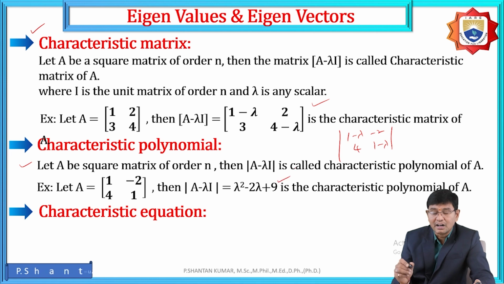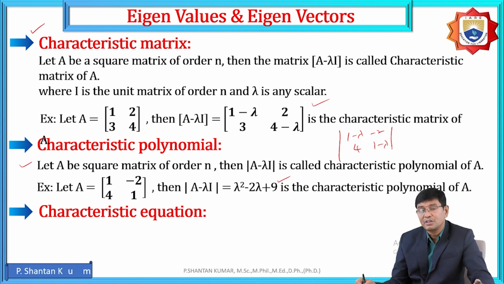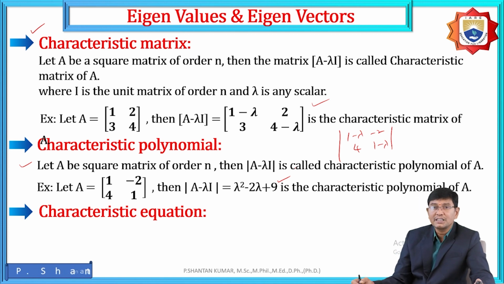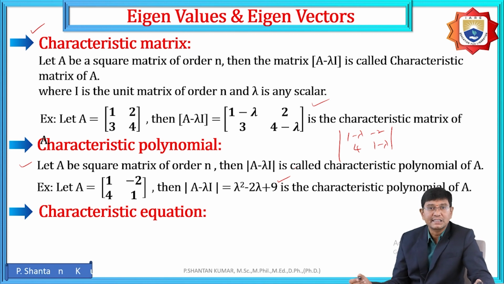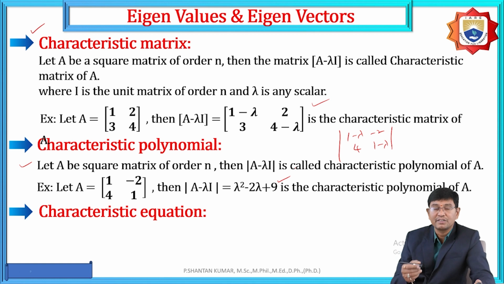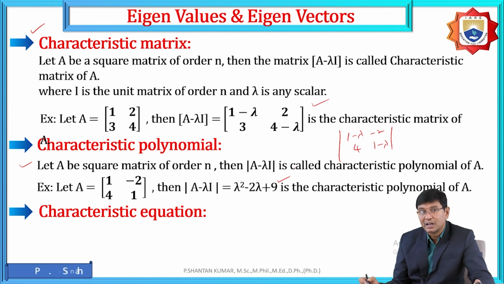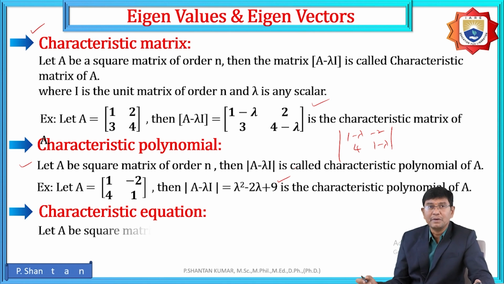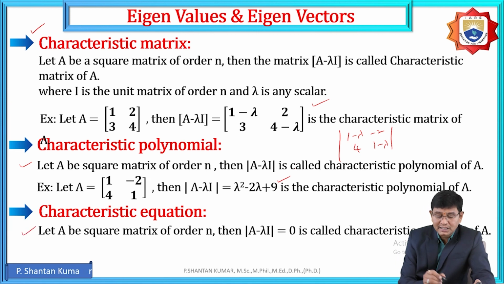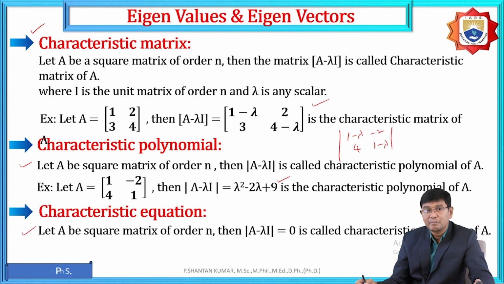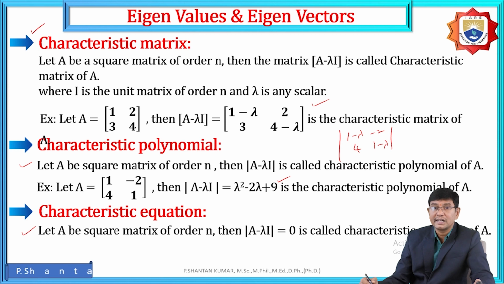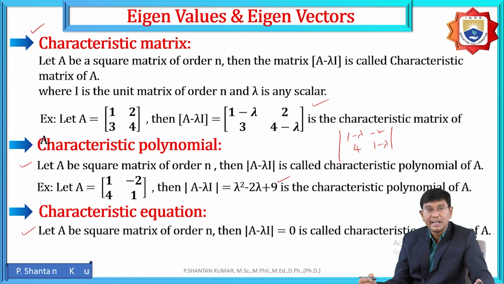Here the order of the matrix is 2. Therefore, the polynomial is also of second order. And similarly, what is the characteristic equation? Based upon the definition, determinant of A minus lambda I is equal to 0. That means, let A be any square matrix of order n. Then, by equating that polynomial to 0, that means determinant of A minus lambda I is equal to 0, we obtain an equation. That equation is called the characteristic equation.